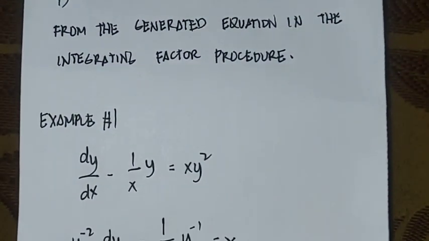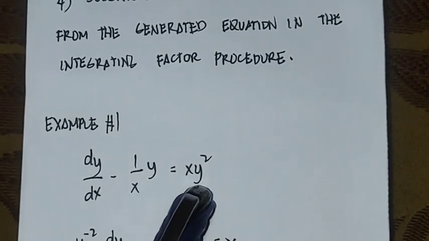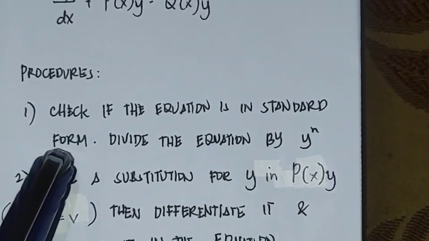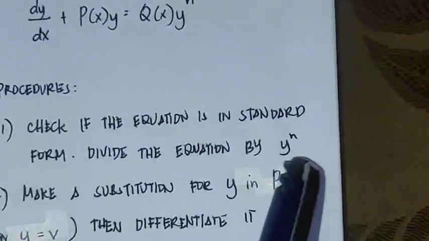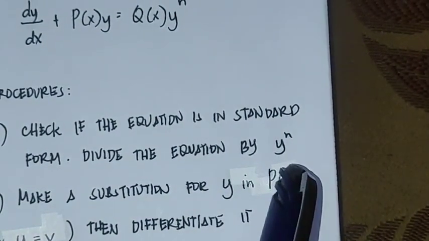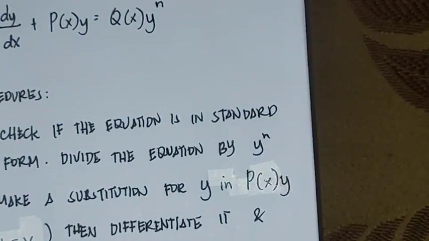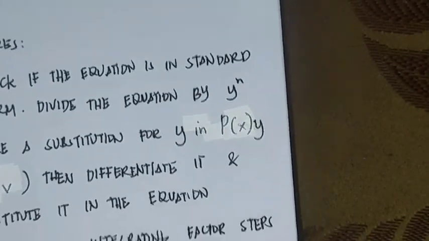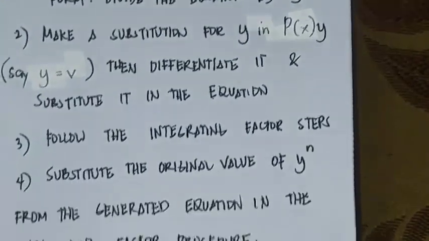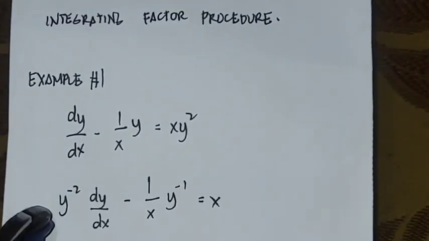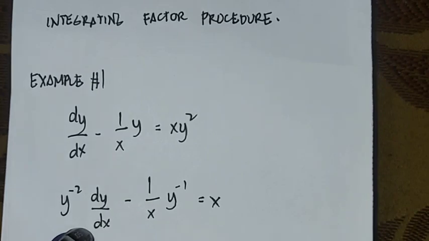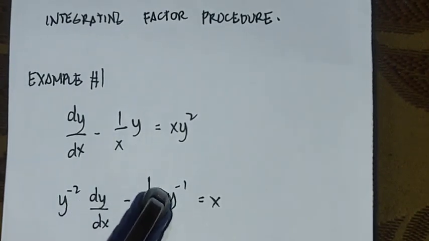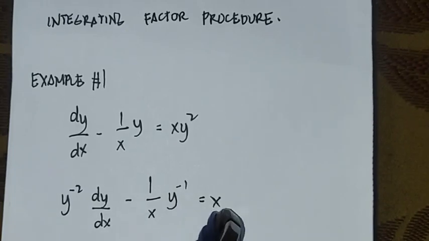After daw, if nasa standard form siya, ano yung y sub n mo? Ang y sub n mo is y squared. Eh, anong sabi dito sa first step? Divide the equation by y sub n. So, dito sa case natin, ang y raised to n natin is y squared. So, divide mo daw ng buong equation ng y squared. Kaya naging ganito siya: y negative 2 dy dx minus 1 over x y negative 1 is equal to x, since y divided by y squared is y negative 1.